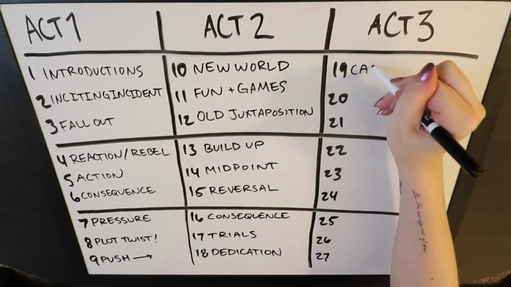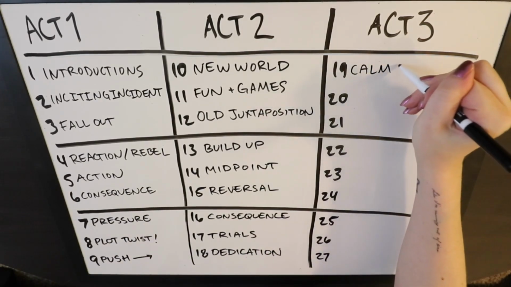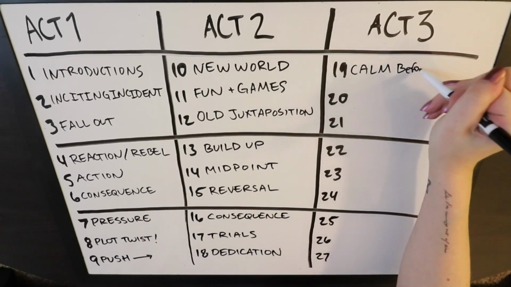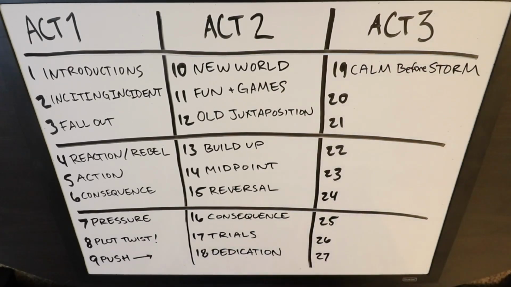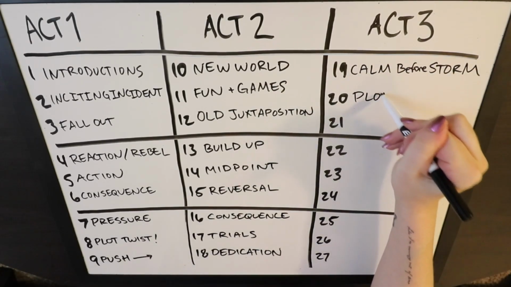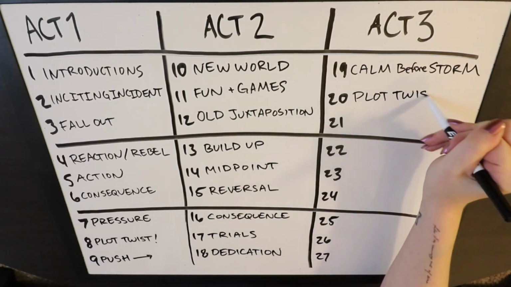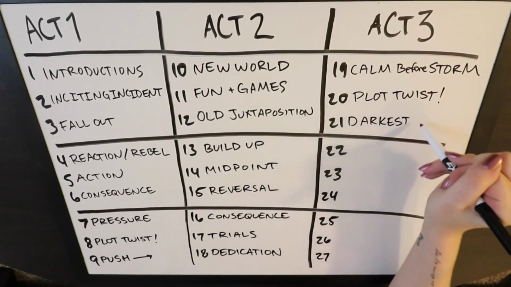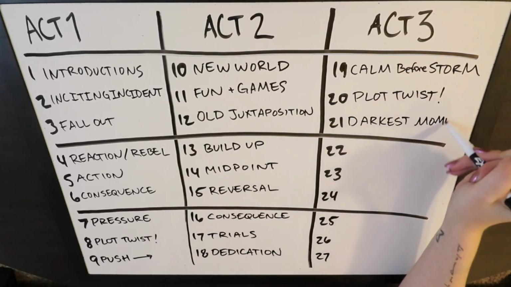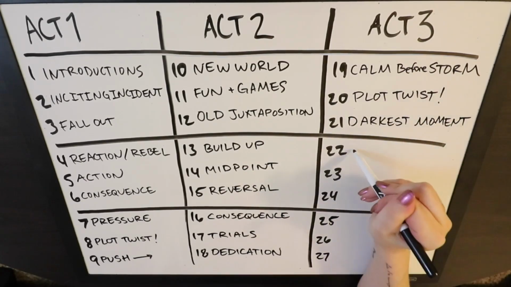In block 7, we have the calm before the storm, which actually is not super calm because we're building up lots of pressure and tension as we move toward the second major plot twist, which ruins everything and is immediately followed by the darkest moment, the dark night of the soul. All hope is lost.